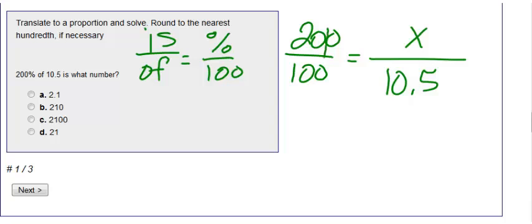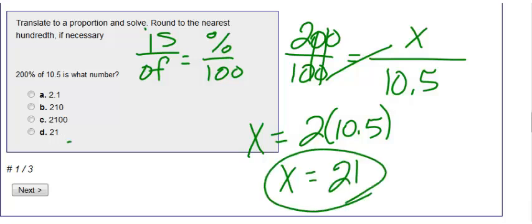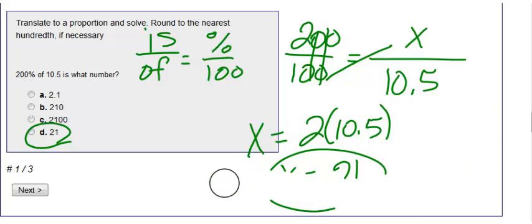I have 200 over 100. That's going to simplify to just 2 over 1. So that'll help us reduce our work. So now I can cross multiply. 1 times X is X. And then I have 2 times 10.5. 2 times 10.5 is 21, which is D. So the key here is simplify if you can simplify. Again, your numbers will be a lot smaller to work with.